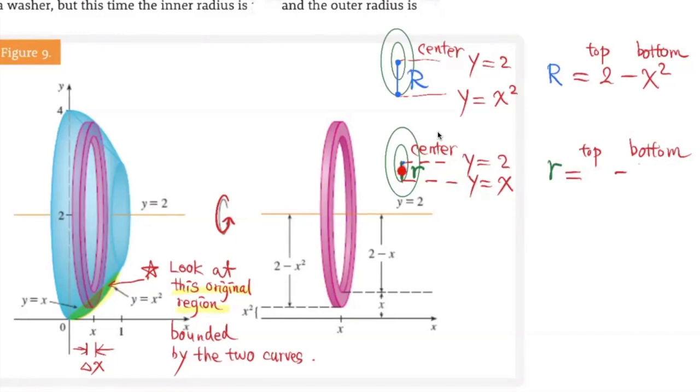What about this inner radius, small r? It's from here all the way to this inside. This one here is y equal to 2, that's the center. And this one over here is on the line y equal to x. So this small r corresponds to this y on top, subtract this y down here. So that will be 2 minus x.